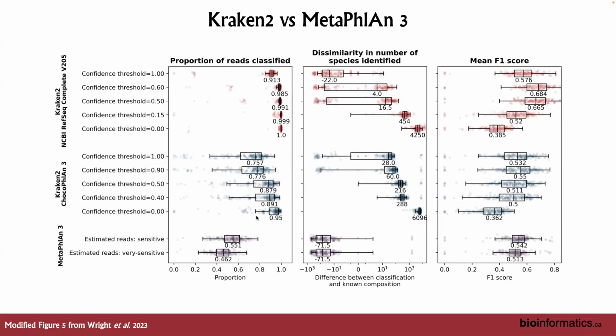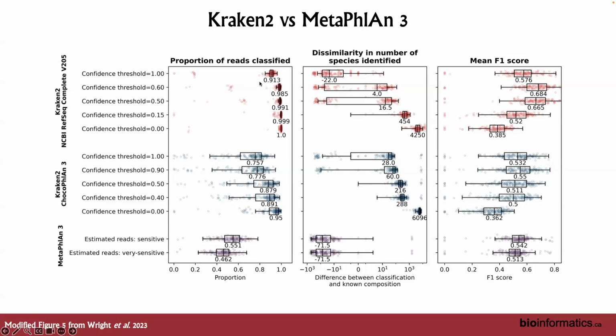So I'll skip over most of the results from the paper. This is just showing three different results comparing Kraken 2 with this complete database that we built. This is Kraken 2 with essentially MetaPhlAn's ChocoPhlAn database. And then this is MetaPhlAn on the bottom using two different cutoffs. And so this is showing the proportion of reads within your sample being classified across these different tools and databases. And this is that confidence threshold I mentioned earlier.